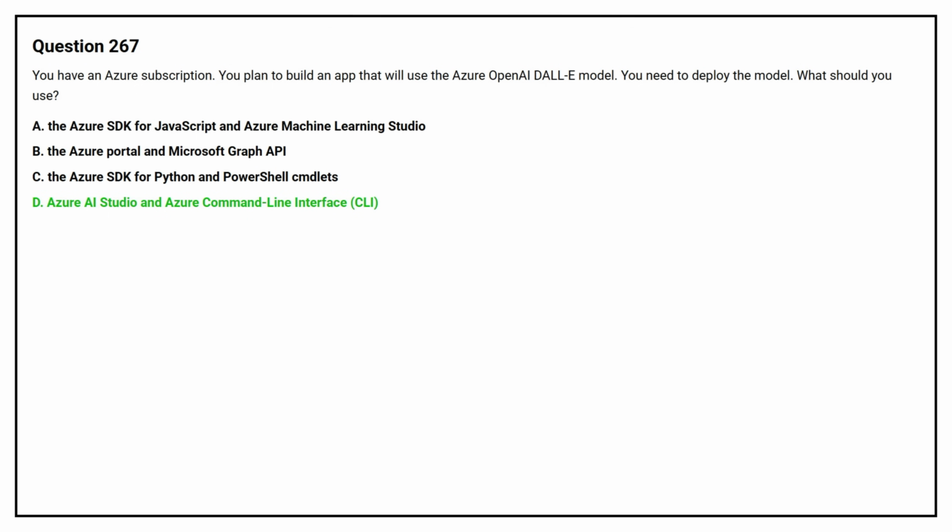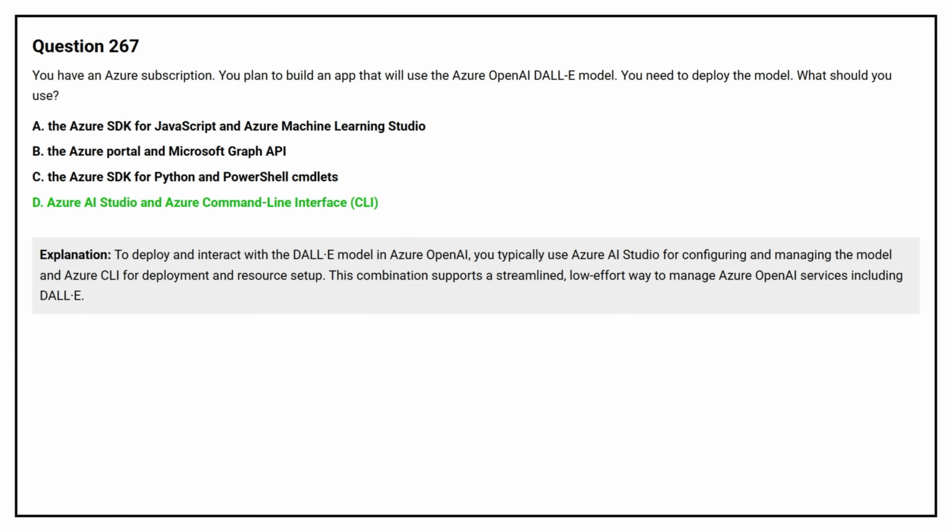The correct answer is option D, Azure AI Studio and Azure Command Line Interface, CLI. To deploy and interact with the DALL-E model in Azure OpenAI, you typically use Azure AI Studio for configuring and managing the model and Azure CLI for deployment and resource setup. This combination supports a streamlined, low-effort way to manage Azure OpenAI services, including DALL-E.